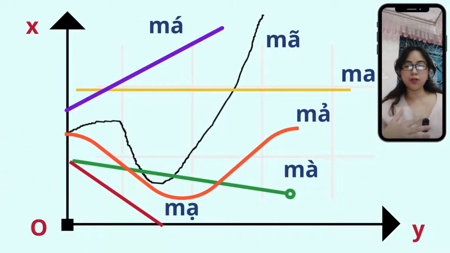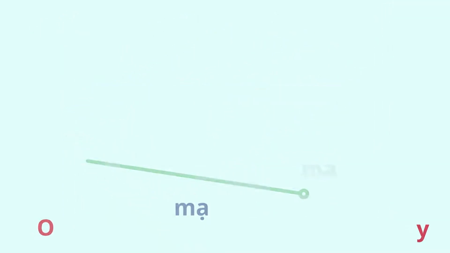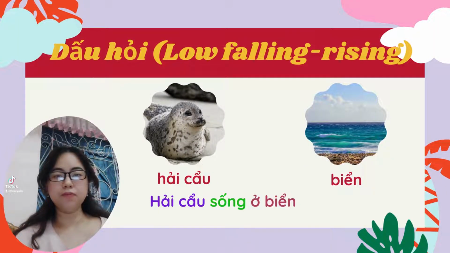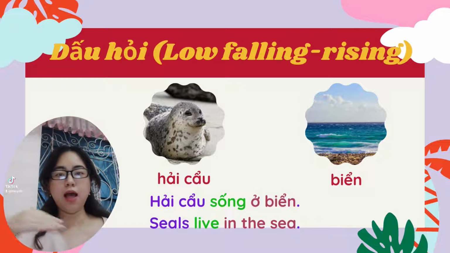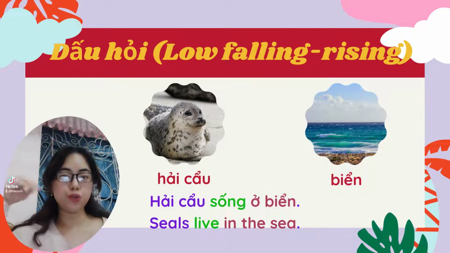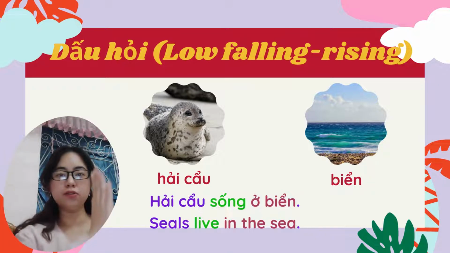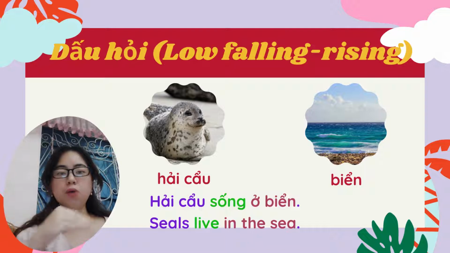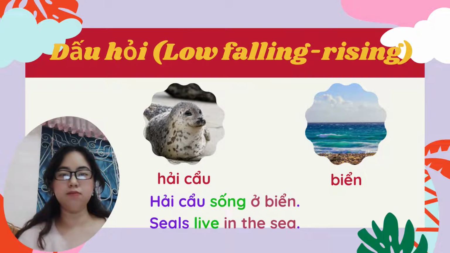The next one is dấu hỏi. Let's look at the diagram with the red curved line. Mã. You will see that first you lower your voice and then you go up slowly. Let's see the example. Hải cầu. Biển. You should lower your voice and then go up slowly. Hải cầu sống ở biển. Very good.